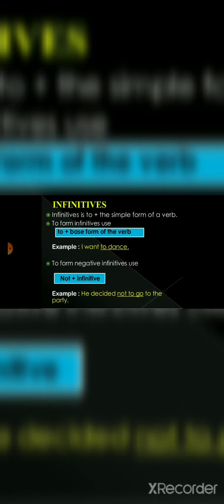Infinitives, which I gave you the detailed definition. Infinitive is to plus the simple form of a verb. To form infinitives, use to plus base form of the verb. Example, I want to dance. To form negative infinitives, use not plus infinitive. Example here, he decided not to go to the party.